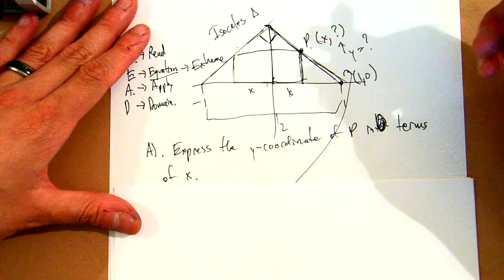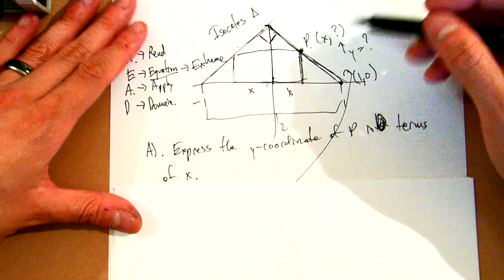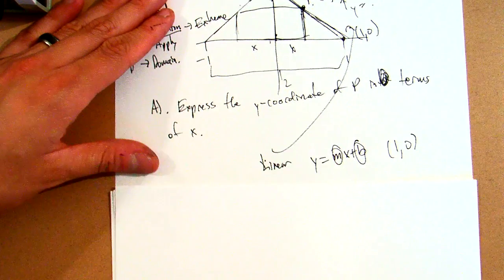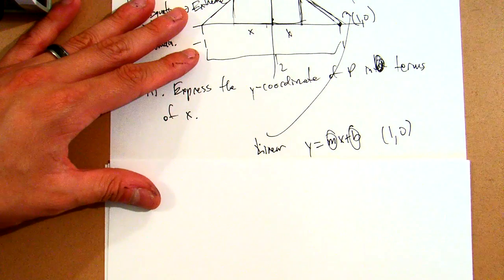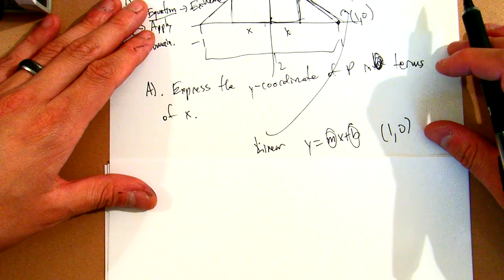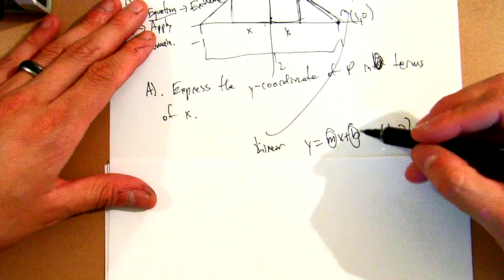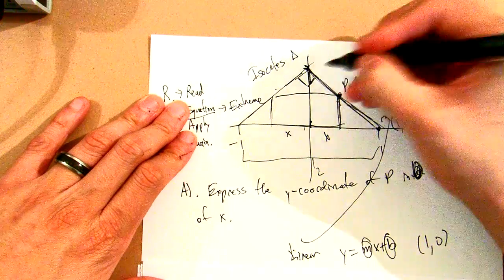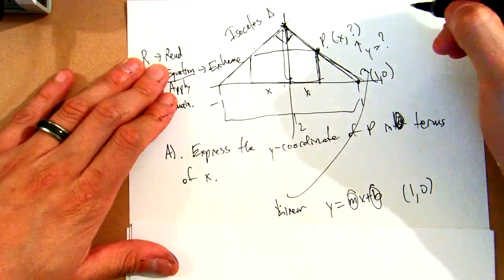Okay? So I need to find the equation of this line. To do so, we know that this line here is a linear equation, and I'm going to use the line y equals mx plus b. So the hard part about this is we need to find b, which is here. B is the y-intercept. The problem is we don't really know this height here. So we're going to find that.